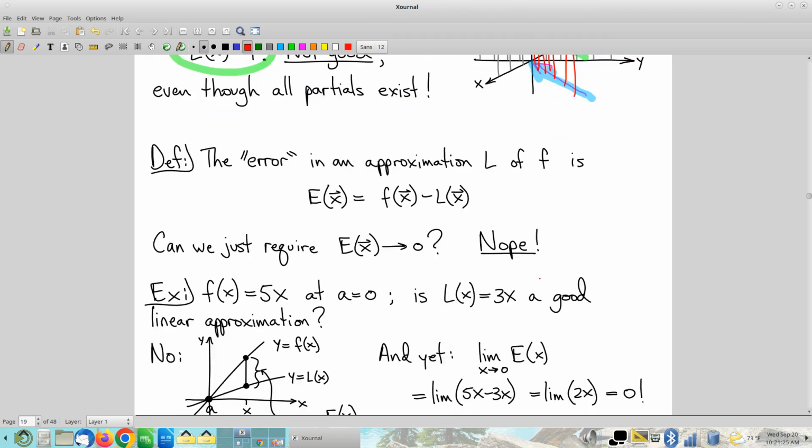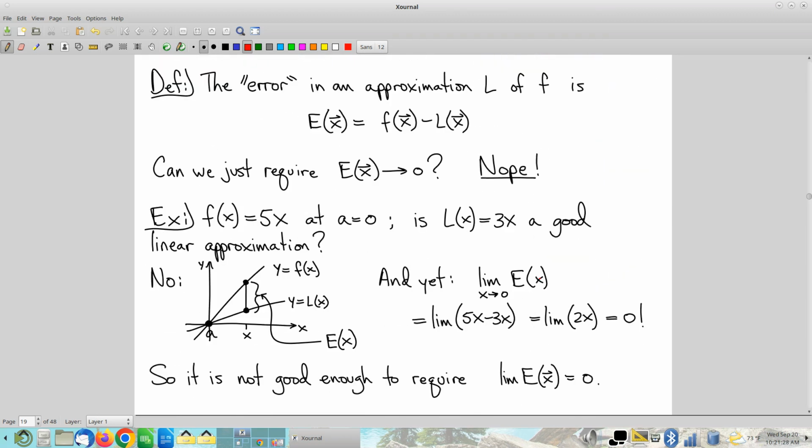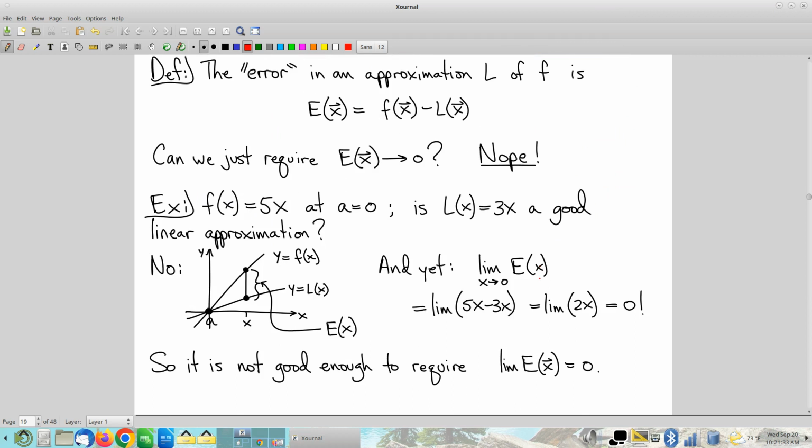So we move on to the idea, well, hey, maybe it's good enough to just ask that the error approach 0. And then we saw this example here where we see that no, having the error approach 0, as we saw in this case, would suggest that this is a good linear approximation of that, which again, obviously isn't. I mean, if we're going to define some notion of what we mean by a good linear approximation, that better not be it, right? I mean, we don't want that. So this is not good enough either.